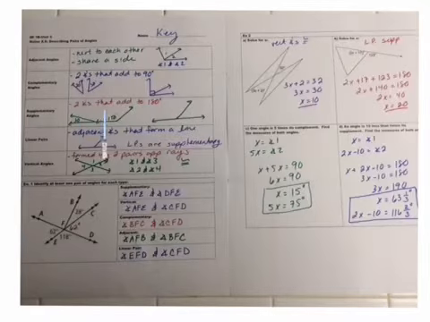Supplementary, two angles that add up to 180. And again, they don't have to be adjacent. They can be adjacent, but they don't have to be adjacent. 30 plus 150 is 180, so these are supplementary. Okay. Linear pairs are adjacent angles that form a straight line. So linear pairs are always supplementary. Okay, so that's a little confusing. Supplementary angles do not have to form a linear pair, but linear pairs are always supplementary.